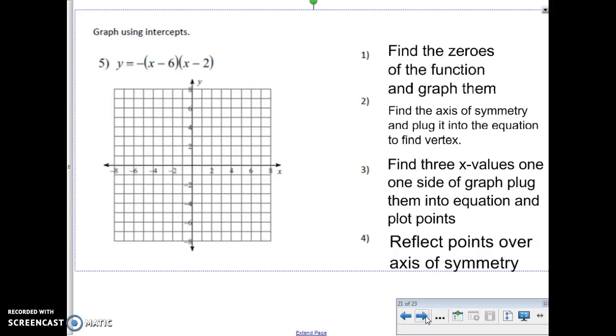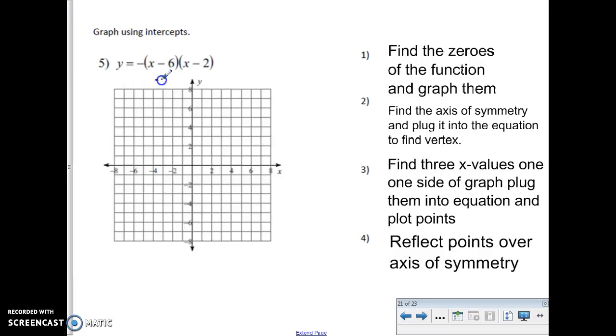The first thing I want to do when I look at this form is find the zeros of the function and graph them. Well, I have a minus 6. That means I'm going to the right 6. Minus 2, I'm going to the right 2. So I have a 0 at 6, and I have one at 2. So the first thing is complete. I found the zeros and graphed them.